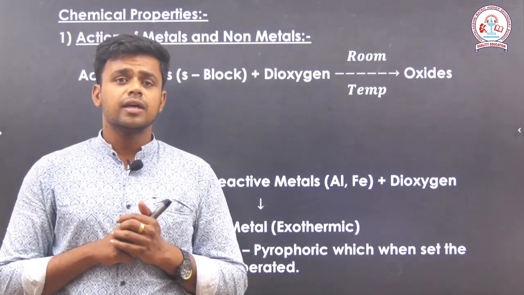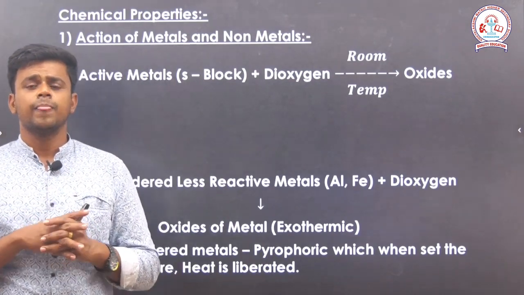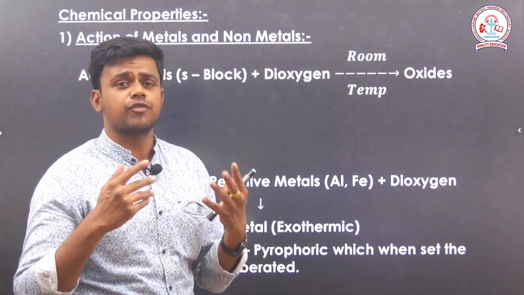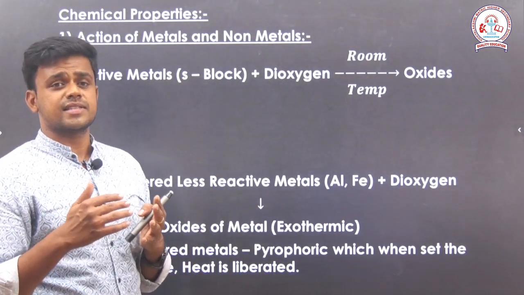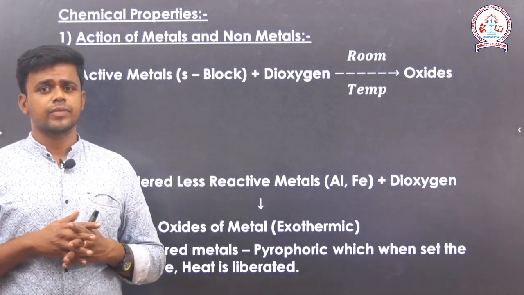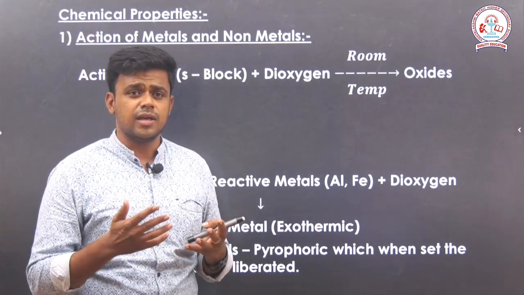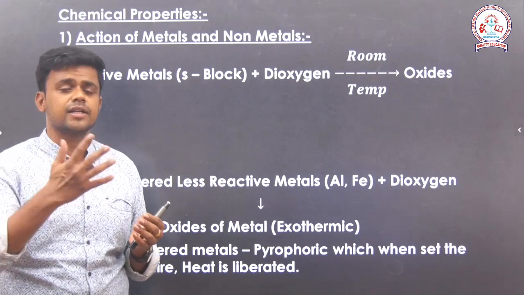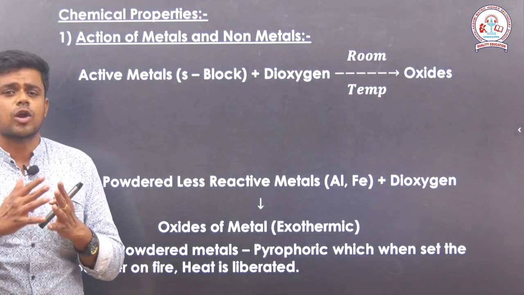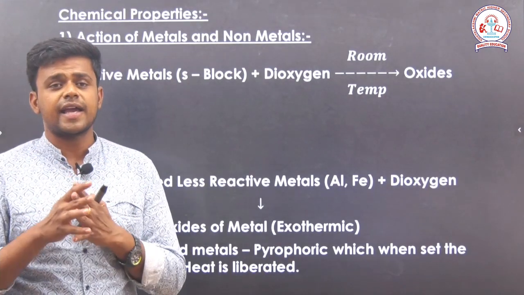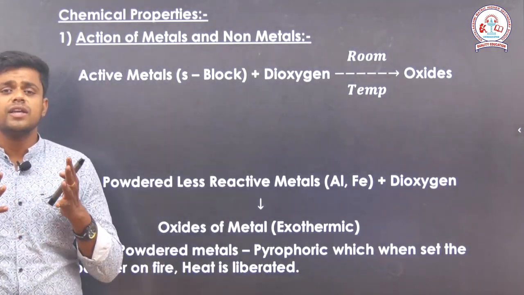chemical properties. See, all the active metals, which means the very first group 1 elements, will react with oxygen even at room temperature itself and form an oxide, sodium oxide, potassium oxide, etc. Then there are some less reactive metals which belong to the transition metals like iron, aluminum. These will undergo a process called oxidation very slowly. That is why rusting of iron takes place a bit slowly. See, when these less reactive metals like iron and aluminum are treated with molecular oxygen, they form oxides of the metal, and this reaction is exothermic, which means heat will be liberated, no doubt in that, because they are very less reactive.